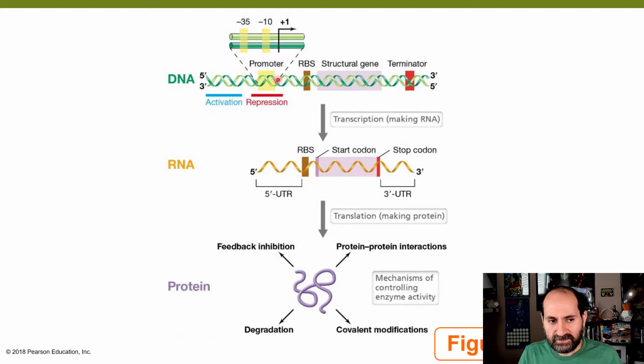And then what happens is RNA polymerase copies the gene. It copies the template strand of the gene, all the way through the RBS, all the way through the structural gene, all the way to the terminator. And once at the terminator, RNA polymerase will detach from the gene, and you have a completed mRNA.